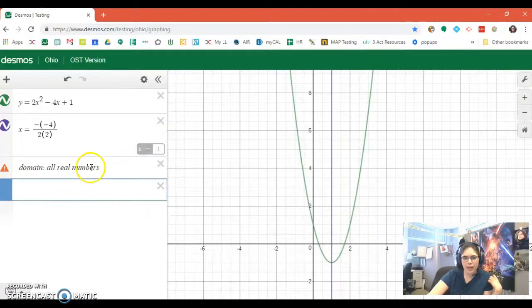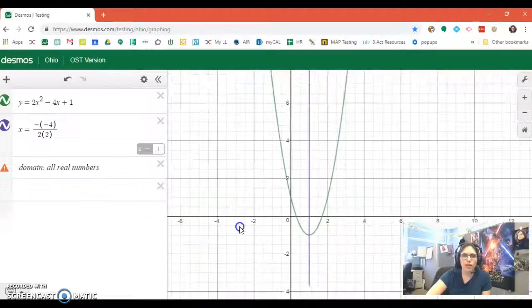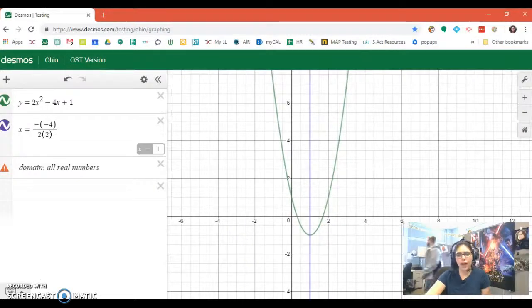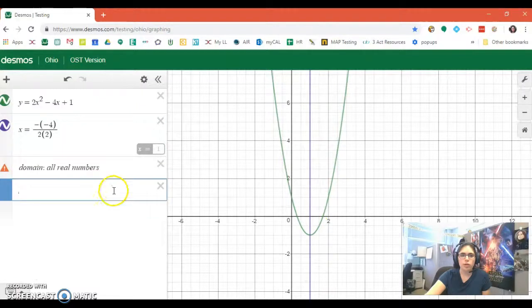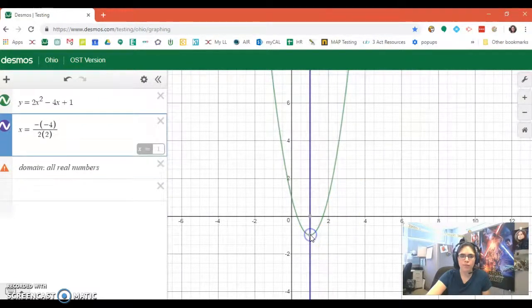And then the range is what kinds of values could I get for y. So you might think, well, if I can plug in anything for x, then that means that I can get anything for y. But that's not necessarily the case, because, for example, if you look at this graph, after that vertex, I don't have any y values that are less than that vertex. So the range is going to be limited by that vertex.